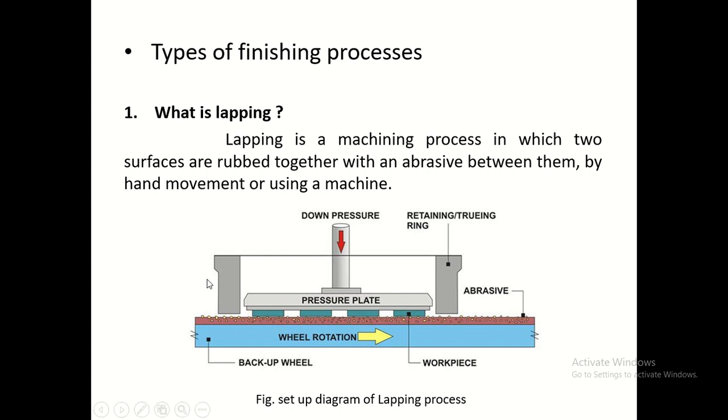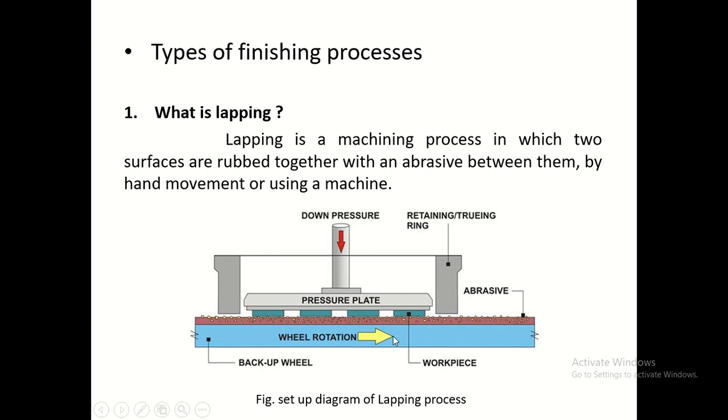This is the basic working principle diagram of the lapping process. This is our lapping plate. This is our workpiece. These blue parts are our workpiece, and this is a pressure plate. The pressure plate applies pressure on this workpiece, and these are the abrasive materials glued with some material, mineral oil, etc. This lapping plate rotates continuously.